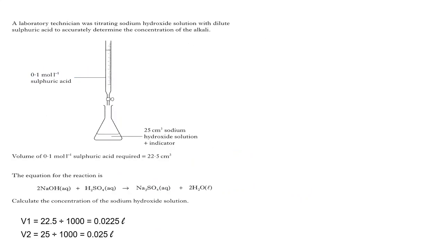A laboratory technician was titrating sodium hydroxide with dilute sulfuric acid. Calculate the concentration of the sodium hydroxide solution. Since our concentration is expressed in mole per liter, it is better to express the volume in liters. So 22.5 divided by 1000 would give us the volume in liters, and 25 divided by 1000 again will give us the volume in liters. So let's see what we have here.